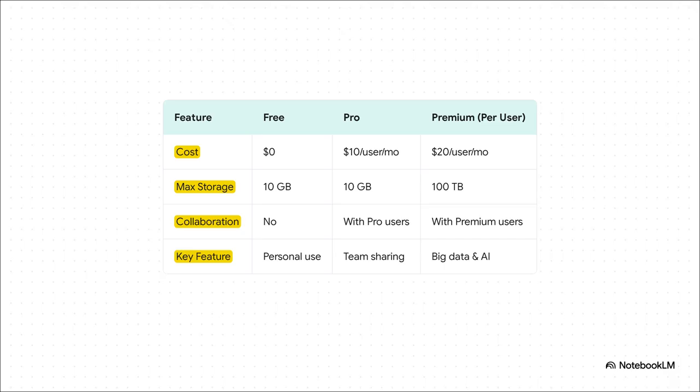Now, if we look at the nitty-gritty details here, notice something really important. The jump from free to Pro, it's not about storage. You get the same amount. The one single thing that changes is collaboration. That's what you're paying for. The ability to share and work with other Pro users. The move to Premium is a different story. That's for the power users who need to tap into heavy-duty stuff like advanced AI and big data analytics.